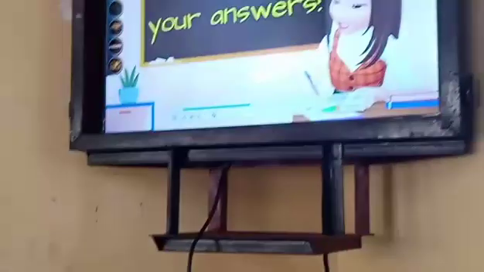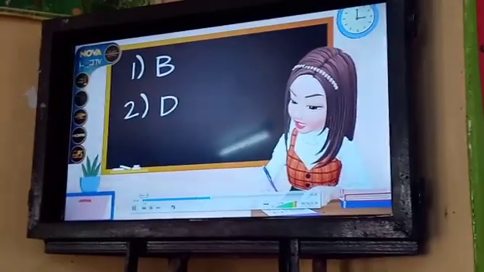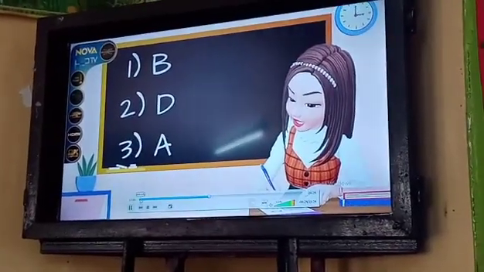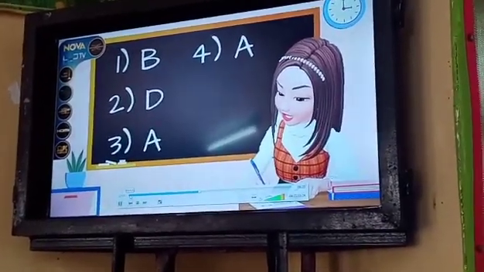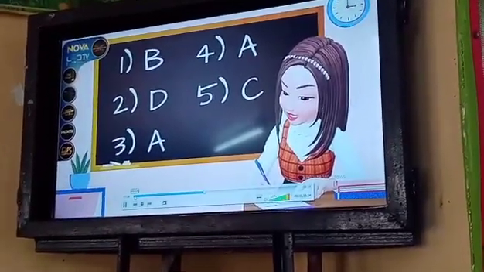Let's check your answers. Number 1 is letter B, 2 letter D, 3 letter A, 4 letter A, and 5 letter C. So who got the perfect score? Okay, good job, children.